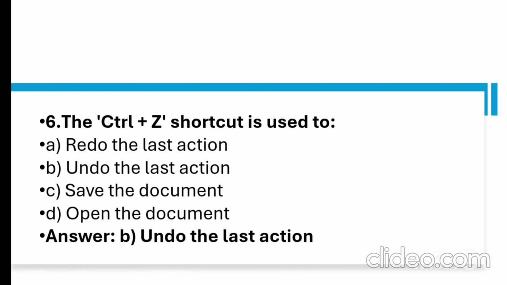Question number 6. The Control plus Z shortcut is used to? Options are A. Redo the last action, B. Undo the last action, C. Save the document, or D. Open the document. So the correct answer is B. Undo the last action.